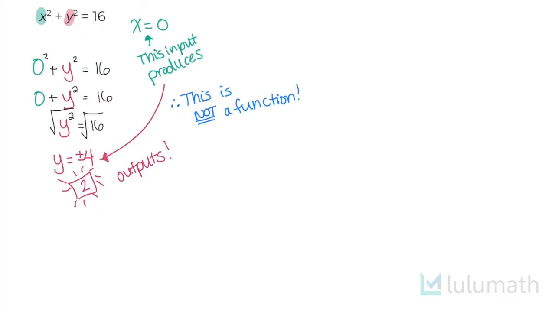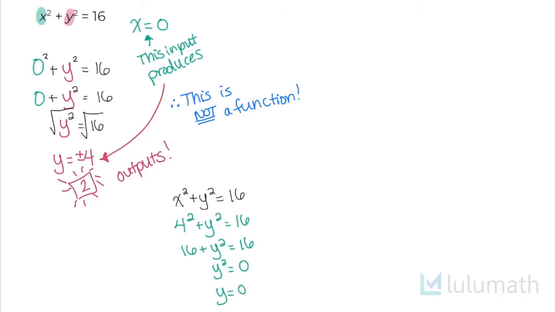Now, on that note, let's say our input instead was 4. So 4 squared is 16 plus y squared is still 16. And then I subtract the 16 from both sides. I get y squared equals 0. So the square root of 0 is 0. So in this situation, when our input was 4, we still got one output. But that doesn't matter, because even though we have a point where the input only produces one output, we have at least just one point that produces more than one output, which automatically makes it not a function. Every single input can only have one output.